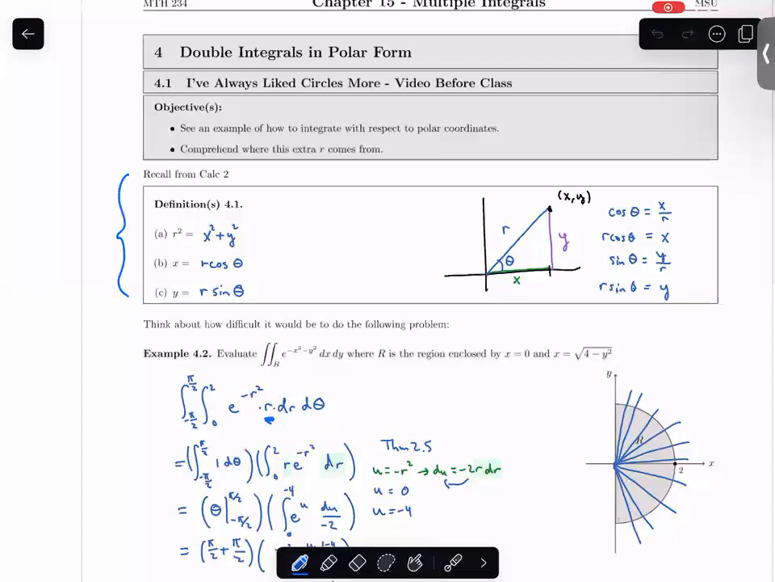Today, 15.4 is dealing with polar transformations. So 15.10 was dealing with arbitrary transformations, and as you know, we need to have this absolute value of a Jacobian when we make such a transformation. Here, as you saw in the pre-class video, when we switch into polar, this is always just r. And so that's quite nice.